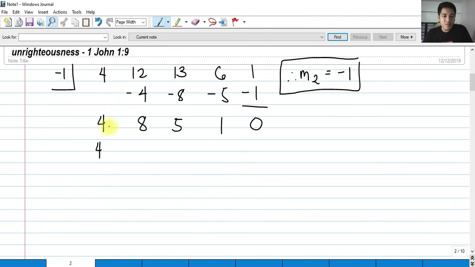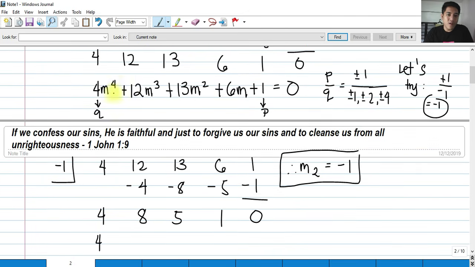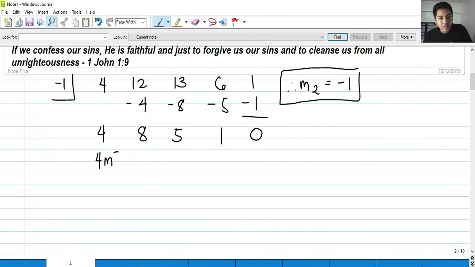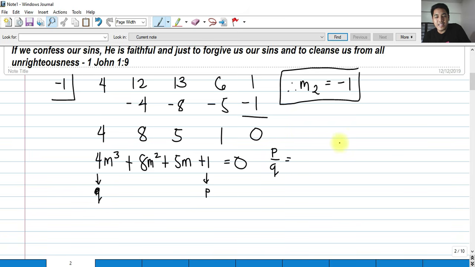So what will happen again? If this was m raised to 4 a while ago, this should now be m raised to 3, with 4m cubed, and the coefficient of squared, 8m squared, plus 5m plus 1 is equal to 0. And again, we have q, we have the p, and the possible roots by synthetic division, we have positive negative 1 for p, and again, positive negative 1, positive negative 2, or positive negative 4 of itself.